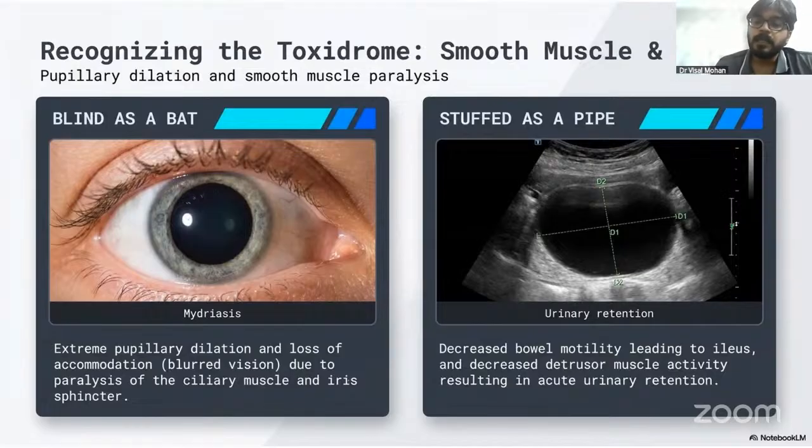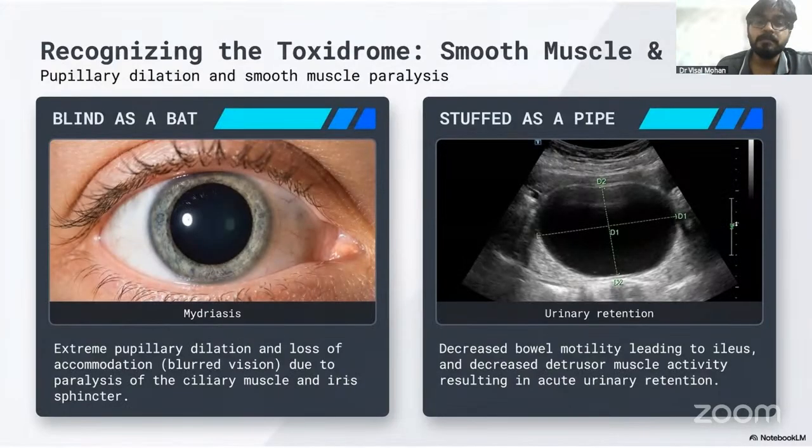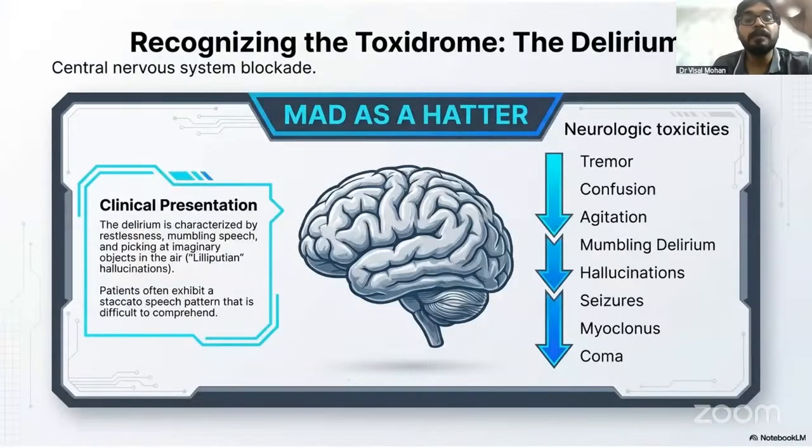The next one is reduced bowel motility leading to ileus, and reduced detrusor muscle activity causing acute urinary retention. That is what is called stuffed as a pipe. So we discussed dry as a bone, red as a beet, hot as a hare, blind as a bat, and stuffed as a pipe. And the next one is mad as a hatter.